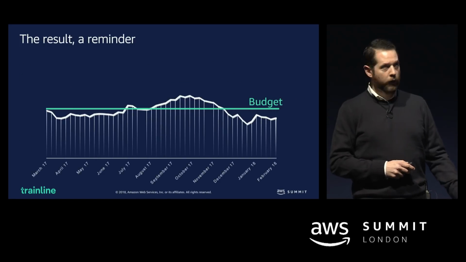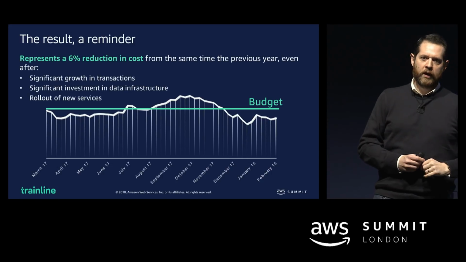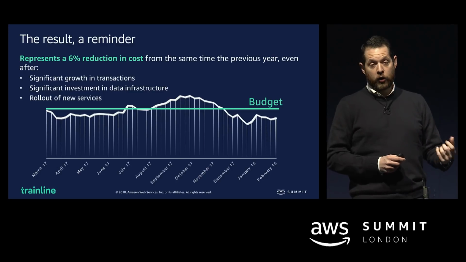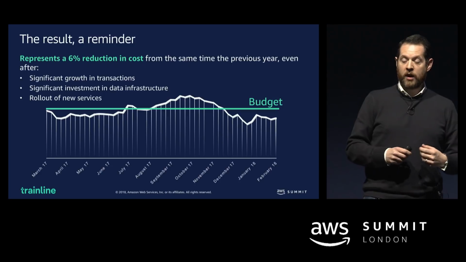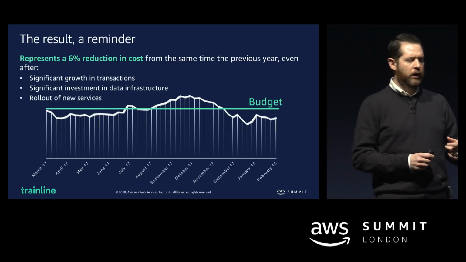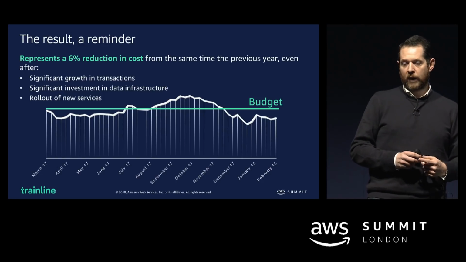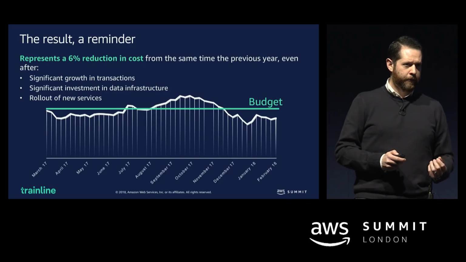So I'm going to remind you of that result, right? We came in under our budget line. When we crunched the numbers at the end of the year, we found that we actually had a 6% reduction in our costs on the previous year, even after significant transaction growth. We had a massive investment in data infrastructure to give the price prediction products, the BusyBot, and many other things that help you with your journey. And we rolled out a load of new services. So for us, this really couldn't have been better.